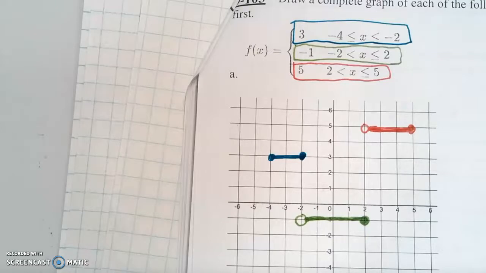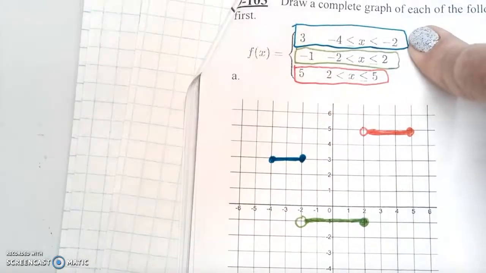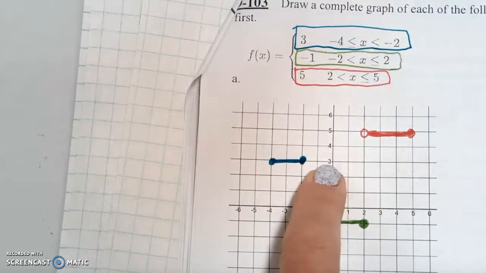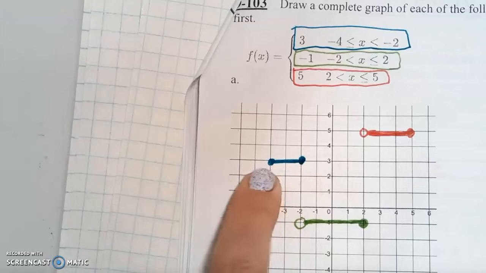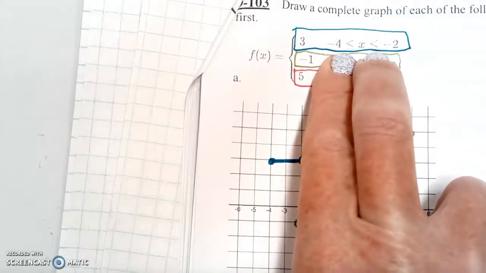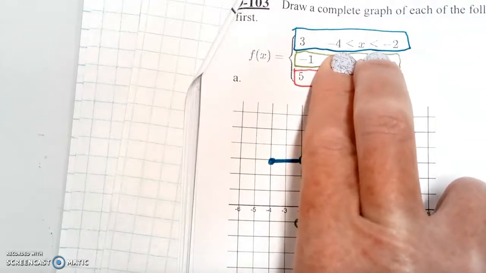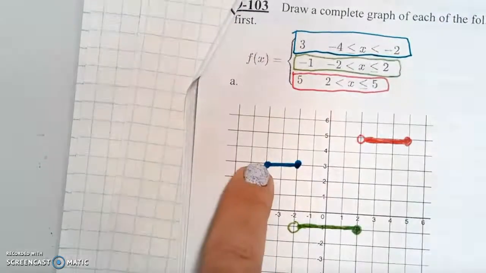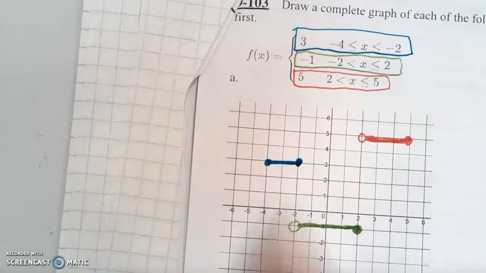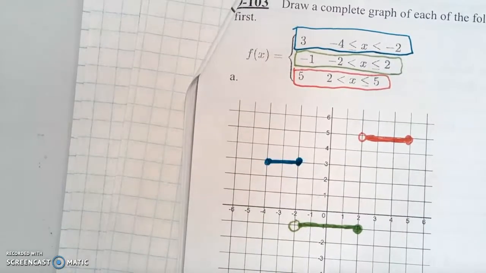Okay, so I did each of mine in 3 different colors. So the first one in blue is going to be at +3. So you can see that I made mine at 3. And both of these have what we call closed circles because they both have equal parts right here. So all the way from -4 to -2, the points are filled in, what we call closed.